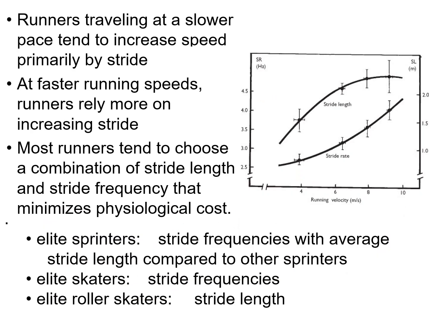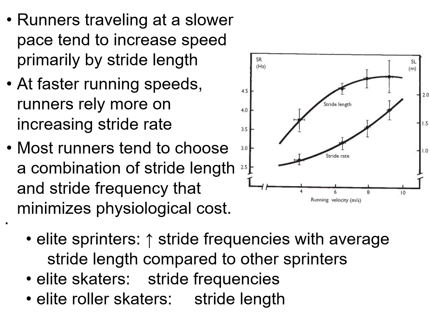When we look at runners traveling at a slower pace, they tend to increase their speed by stride length, but at faster running speeds, runners rely more on increasing stride rate or stride frequency. So most runners tend to choose a combination of stride length and stride frequency to minimize physiological cost and increase efficiency.